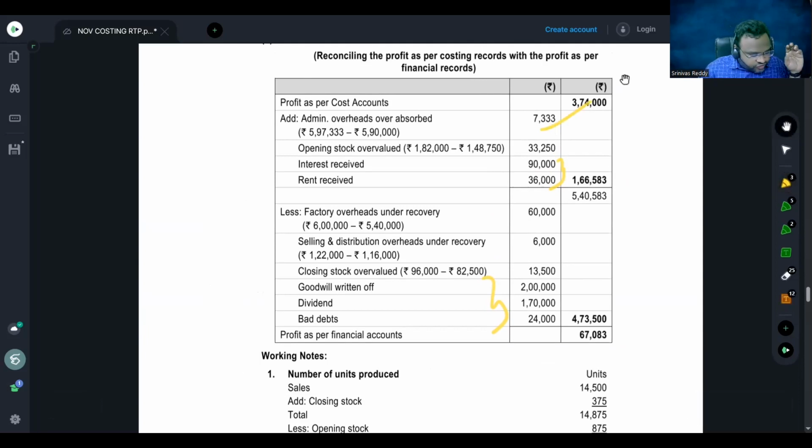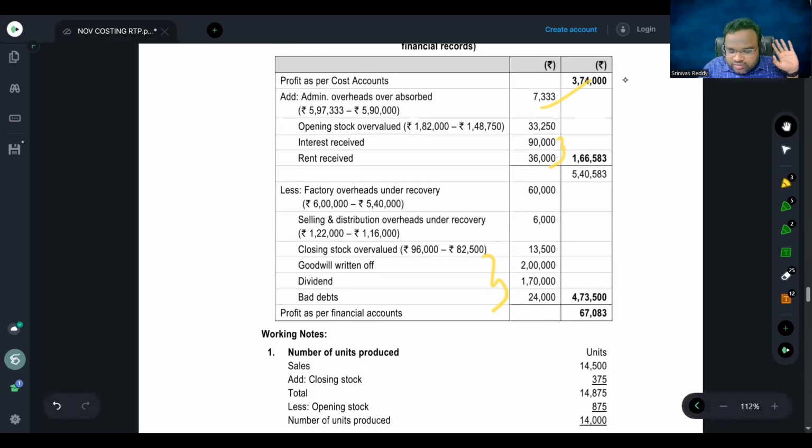Now come to factory overheads. How much is the factory overheads you have incurred? 6 lakhs. Whereas you have absorbed only in your cost accounts how much amount? 5 lakh 40. That means you have debited in your cost accounts only 5 lakh 40. So that means you have debited 60,000 less. Because of that, your cost accounting profit would have gone more. So reduce that extent of 6 lakhs minus 5 lakh 40. How much amount? 60,000.